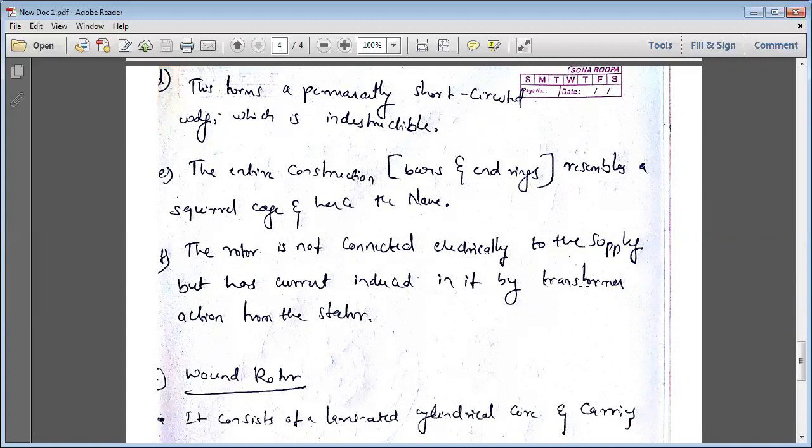The same principle of transformer action applies in the induction motor also. To the stator we give direct three-phase supply. In the rotor, current is induced, but they are not electrically connected. There is no electrical supply to the rotor directly from the stator. With the help of transformer action, the current is induced. This we will discuss in detail in the working principle of an induction motor.